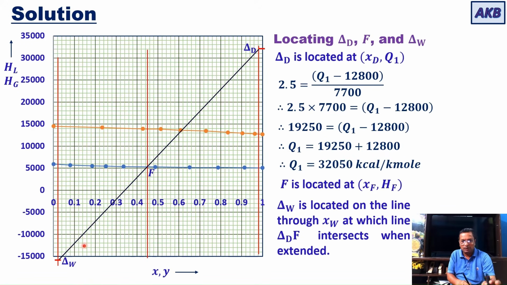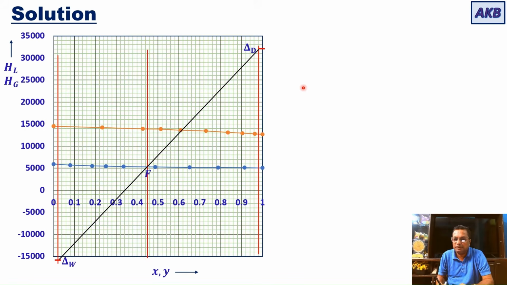So in this way, you have to locate those 3 points, delta D, F and delta W. Locating these points is important because that will be the fundamental requirement for finding out the number of equilibrium stages. Okay, now next we will find the number of stages, number of equilibrium stages, or you can say number of ideal stages, or number of theoretical stages.